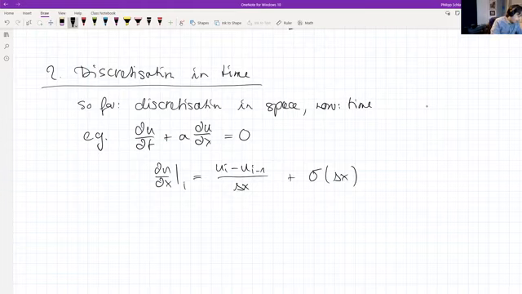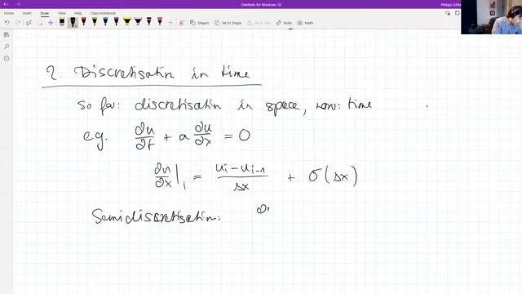Okay, so what we can do now is insert this approximation into our differential equation. And that leads to what we call a semi-discretization. Semi-discretization just means that we discretize space and leave time unchanged.